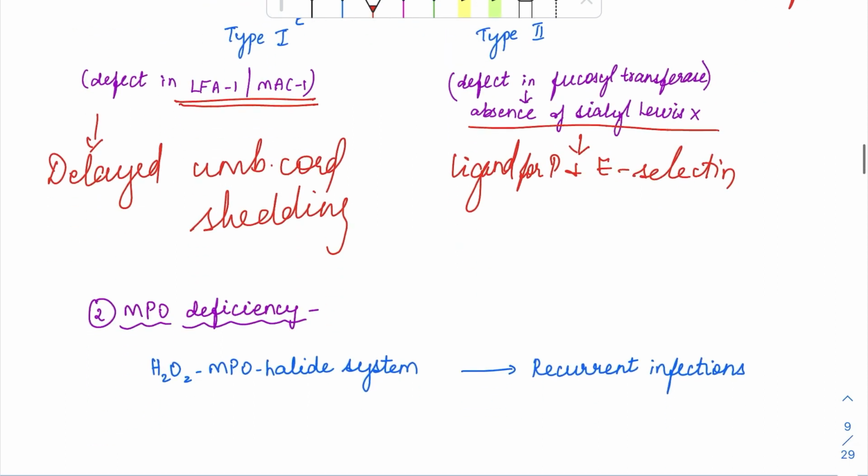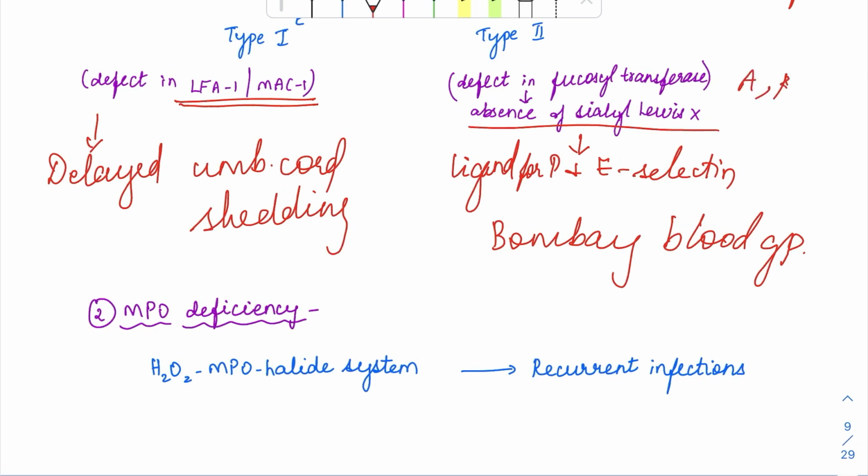And specifically for type 2 LAD, they will have a Bombay blood group. So this fucosyl transferase is responsible for the blood group. So there will be no A antigen, no H antigen, no B antigen. So without A, B, H antigen, there is not going to be any kind of antigen present.